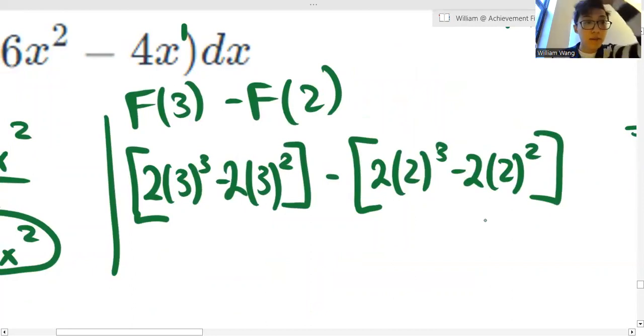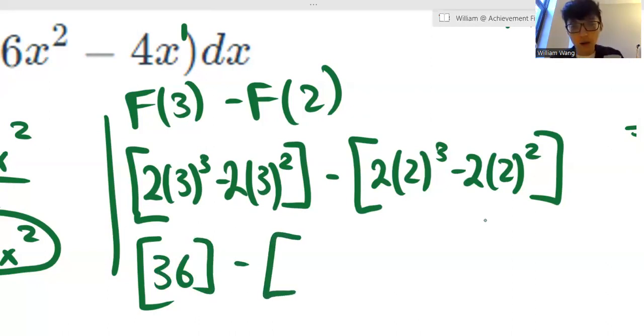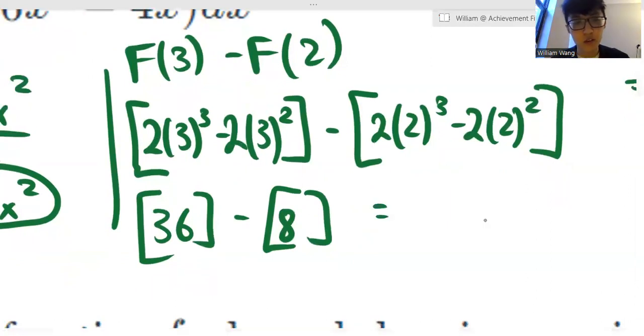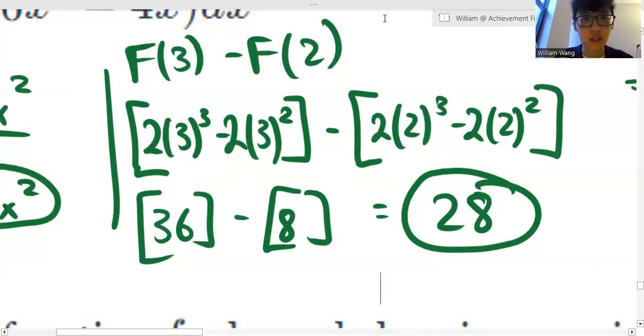All right, so I plug everything in, and I just solve. In this first bracket, when I simplify this, obviously you could use a calculator for this. Let me just think about this. I believe that simplifies to 36 minus 8. So 36 minus 8, my final answer should be 28. All right, hopefully therefore you see the steps of how to solve the indefinite integrals.